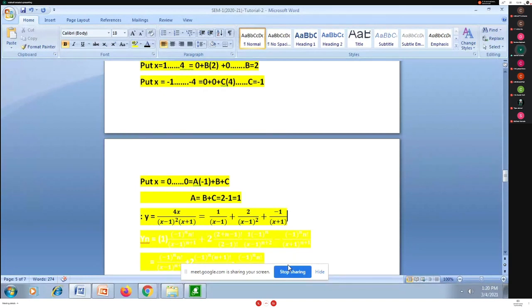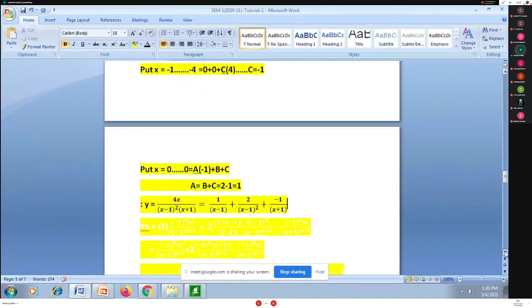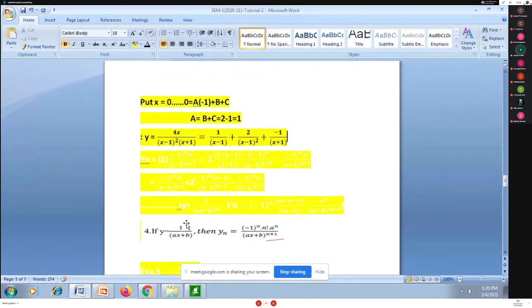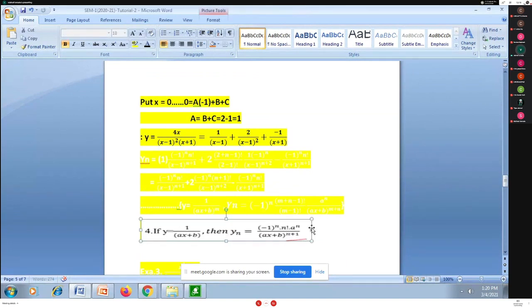Now it is in proper form, so I can use formula. Now one formula I can use. Yes, I'll go for using formula y is equal to 1 upon x plus b. Same formula what I used in previous example, the same formula I'm using. Whenever I'm having y is equal to 1 upon x plus b, I'm just having yn as minus 1 raised to n factorial a raised to n upon (x plus b) raised to n plus 1. This formula I am going to use, not for all the terms.